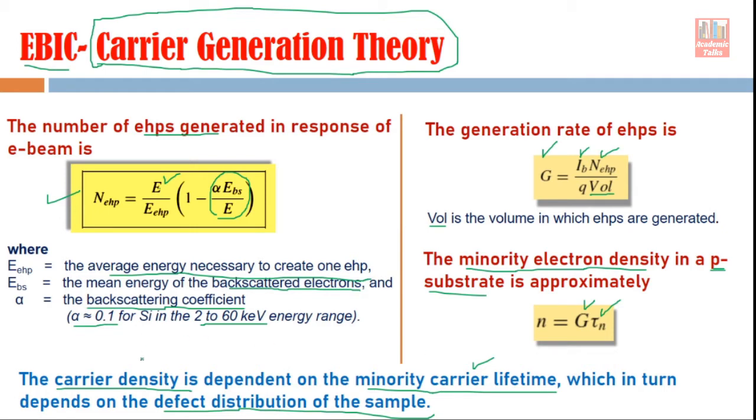So we can conclude that the current which is produced in the semiconductor material in response to the incoming electron beam depends on the lifetime of the carriers, which also depends on the defect distribution in the sample. So when we are measuring current in this kind of sample, we have a tool which can give us some information about the minority carrier lifetime in the semiconductor, as well as the distribution of defects in the semiconductor, right.